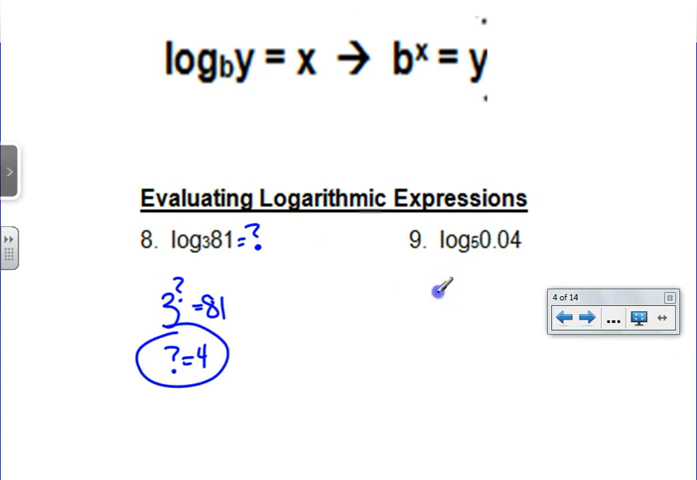Same thing here on number 9. 5 raised to what power is going to give us a 0.04. Now, just so you know, a 0.04 is 4 1/100ths, which is the same thing as a 1/25th. So if you think about this, 5 raised to what power has to give us a 1/25th.